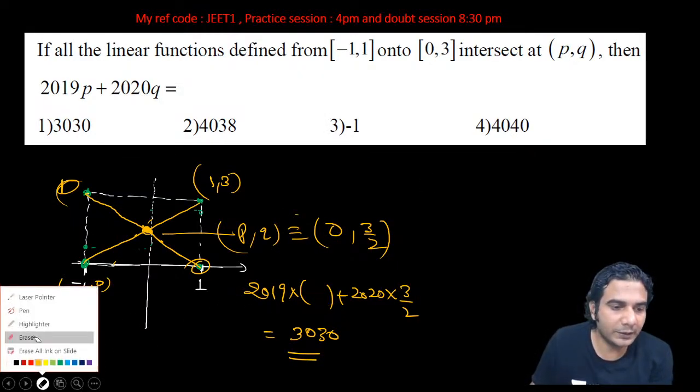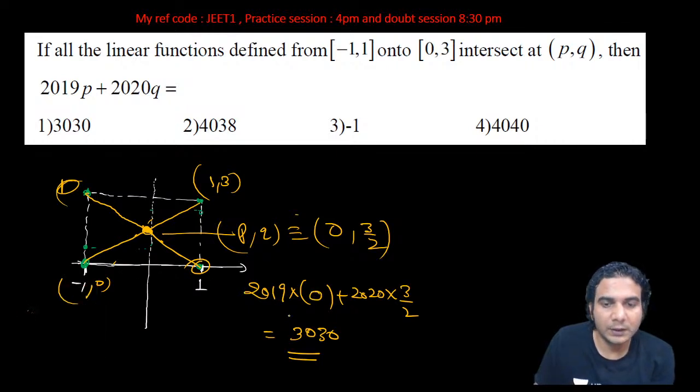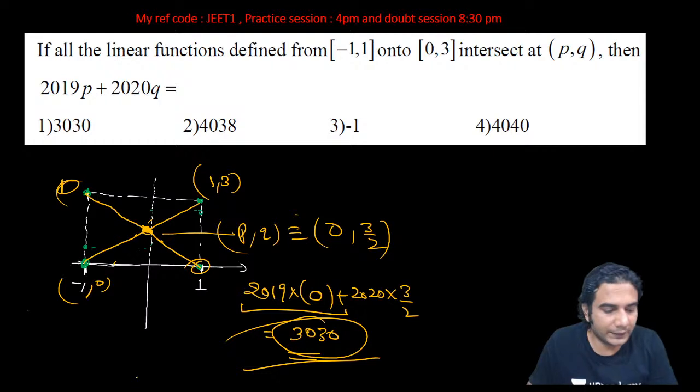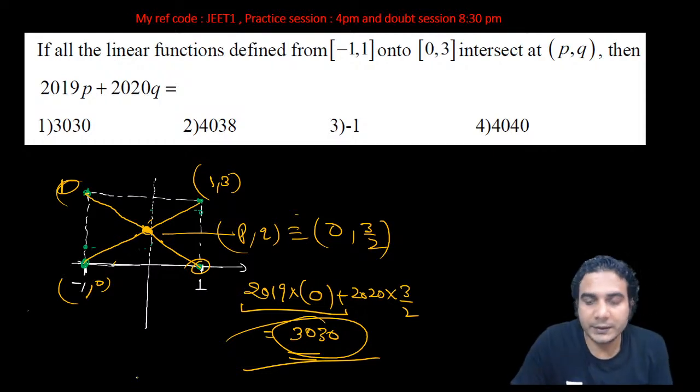So this part will be 0 actually. This part will be 0 and the answer is now 3030. So I knew the answer. All right, so this was the problem.